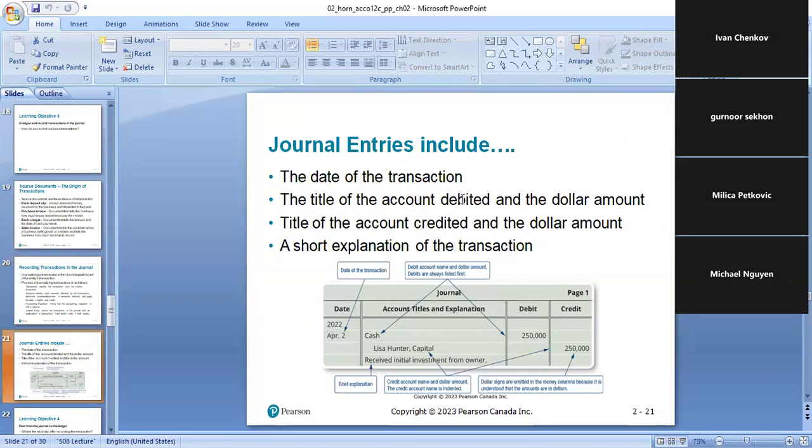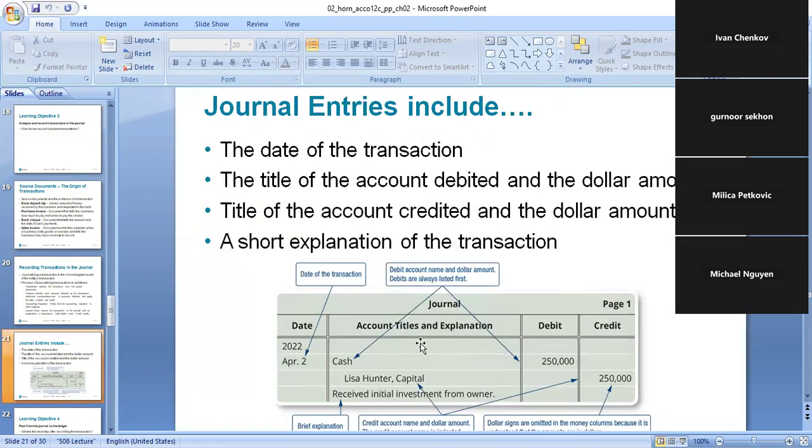So how are we going to do those journal entries? We're going to have this journal, which is going to have some interesting columns. One column is always going to have a date. The next column is going to have accounting titles and explanation. Then you're going to have debit, and then you're going to have credit.